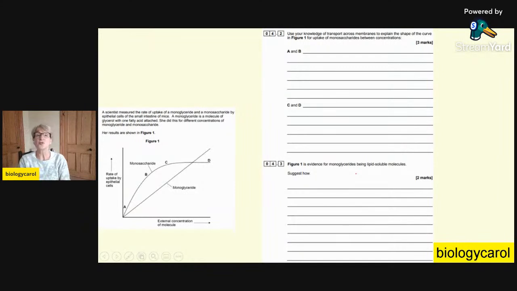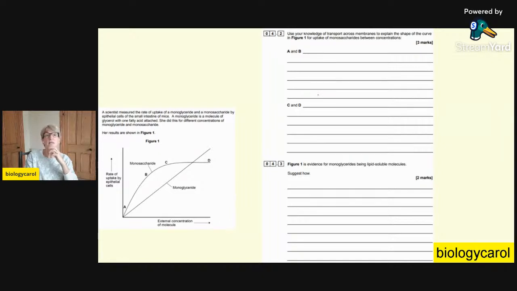Question 4.2, use your knowledge of transport across membranes. Actually, I should go through this first. A scientist measured the rate of uptake of a monoglyceride and a monosaccharide, one of those little sugars that you learnt about right at the start of AS, by epithelial cells of the small intestine of mice. A monoglyceride is a molecule of glycerol with 1 fatty acid attached. Theoretically, you should already know that. She did this for different concentrations of monoglyceride and monosaccharide.